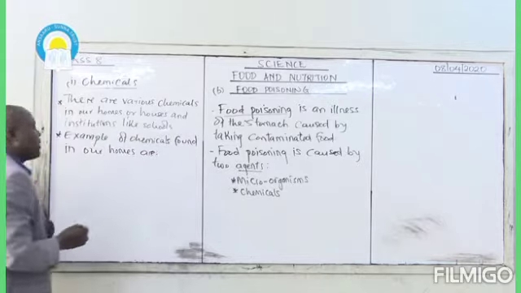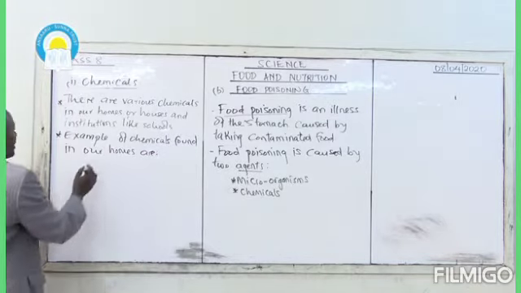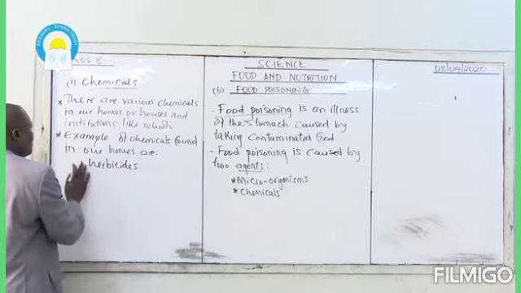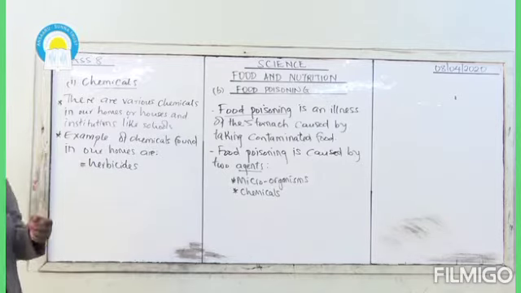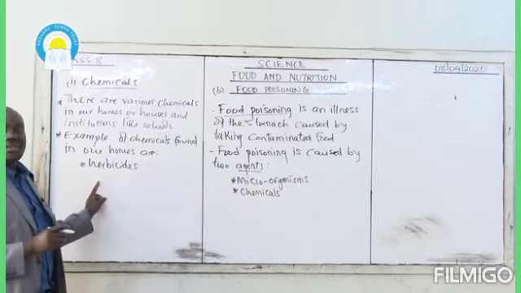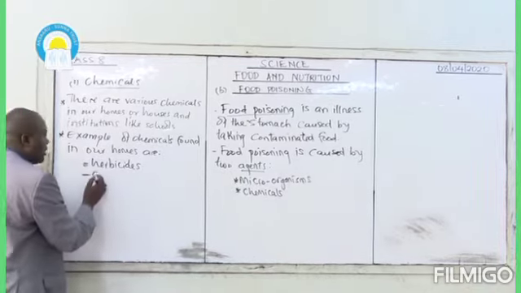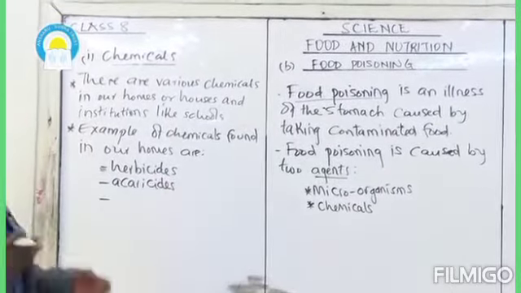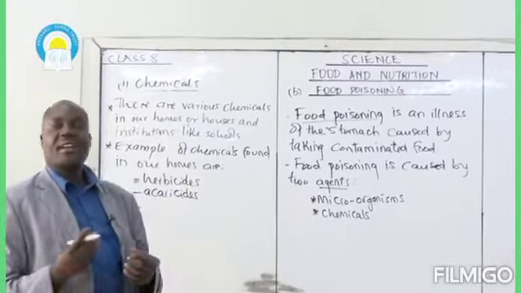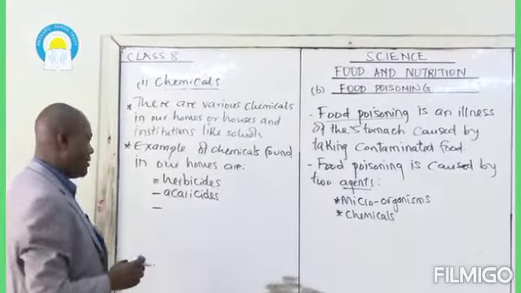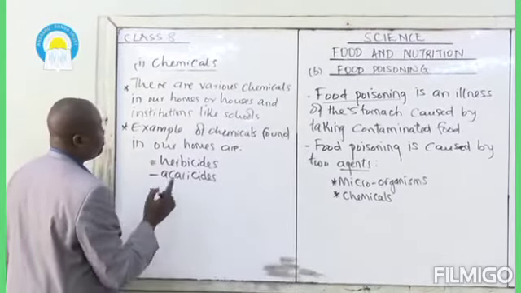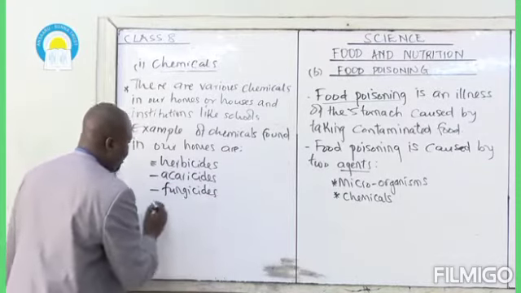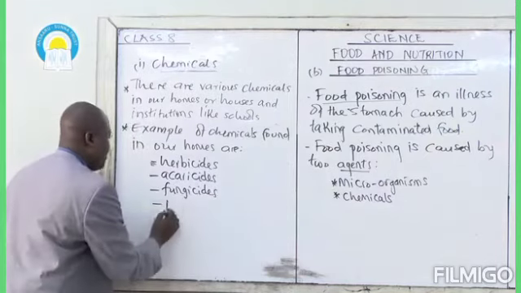One, we have herbicides, because I know some people do farming. If they are doing farming, they use herbicides. These are chemicals that are used to kill weeds in the farm. Then also you have acaricides. These ones are used by farmers who keep animals to kill ticks and other external parasites. Then we have fungicides. There is also pesticides.